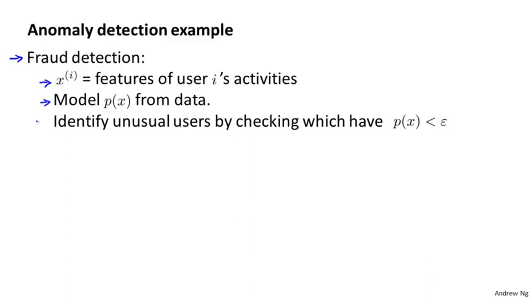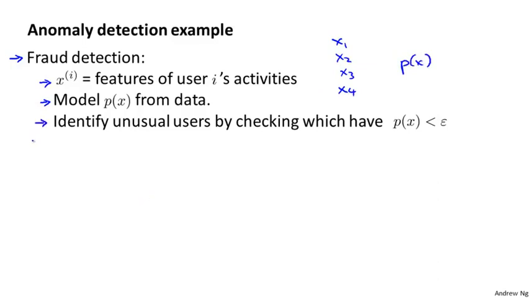So, examples of features of a user's activity on the website may be things like X1 is how often does this user log in? X2 maybe the number of web pages visited, or the number of transactions. Maybe X3 is the number of posts of the users on the forum. A feature X4 could be what is the typing speed of the user, and some websites can actually track that. So what's the typing speed of this user in characters per second? And so you can model P of X based on this sort of data.